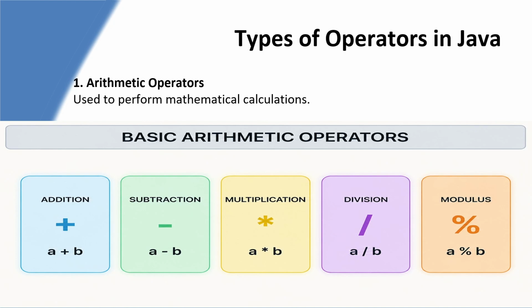So what are arithmetic operators? Arithmetic operators are special symbols used to perform mathematical calculations. They work on numeric values such as integers and floating point numbers.